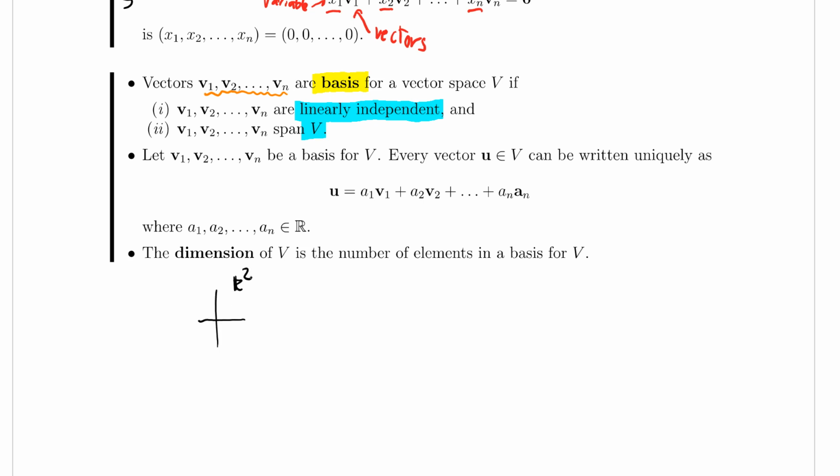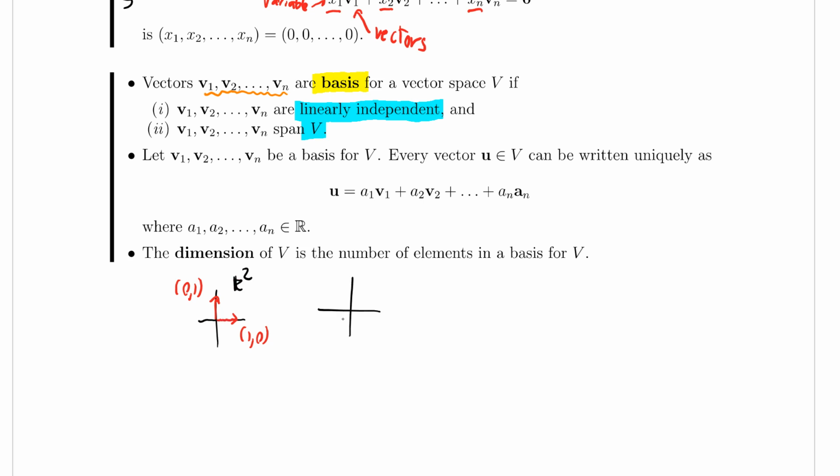So let's actually think of the basis in the usual real space. Let's say I have R squared, the usual plane. The basis for this space that we usually think of are the vectors 1, 0 and 0, 1. Notice how these two guys are linearly independent and they span the entire R squared.